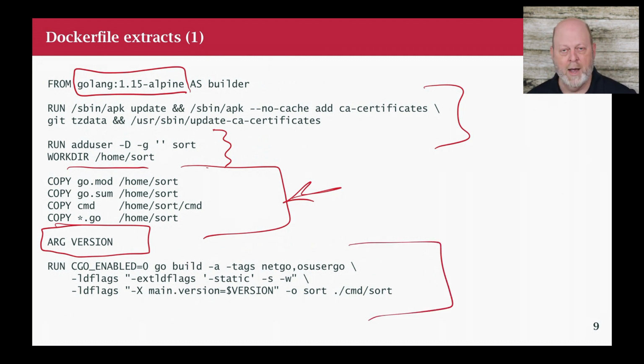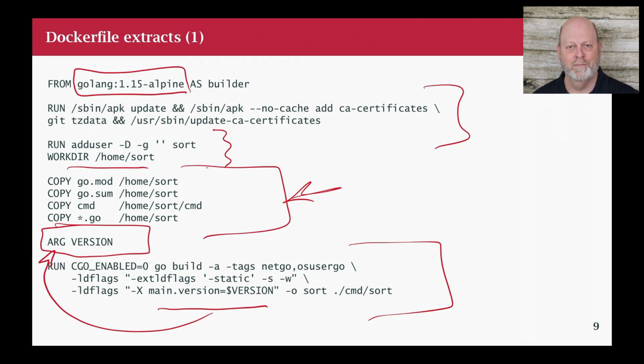And then finally, I have the actual command to do the build. Notice here my version is going to be the version that I pass in, and we'll see that in just a second. So I'll run this Dockerfile and say, for the version, use this value, and that value will be used to build the actual executable, and it'll get baked into the executable. Great.